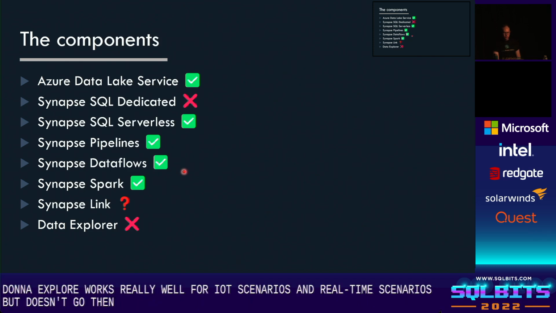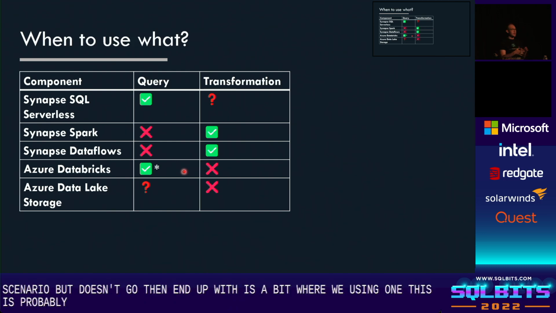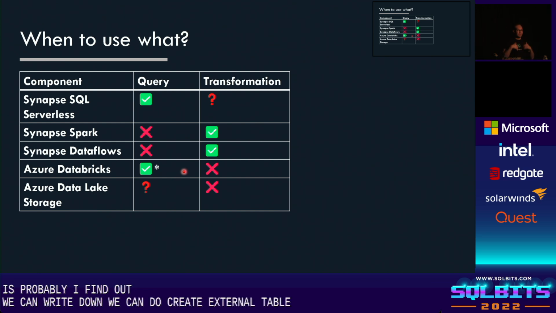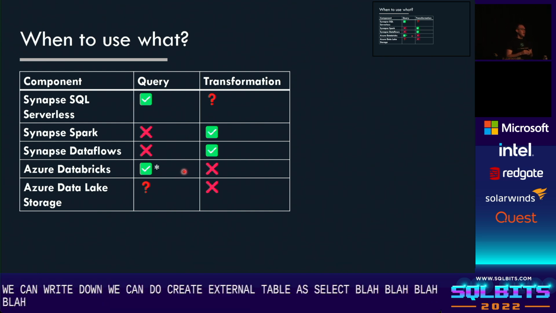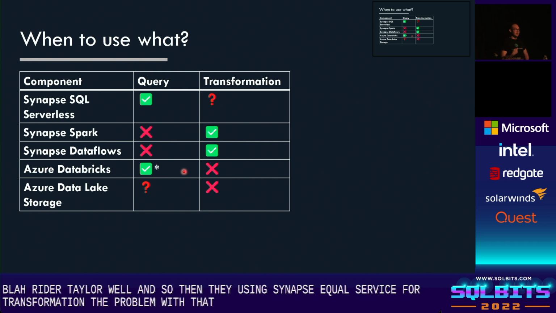And what we therefore end up with is a view of where we are using what. This is probably one of the biggest things that I end up talking to customers about. Because they're like, Synapse SQL Serverless, we can write data out. We can do create external table as select and write a table out. And so then they're using Synapse SQL Serverless for transformation. The problem with that is that there are a lot of limitations there.